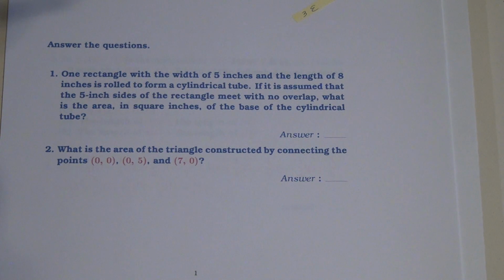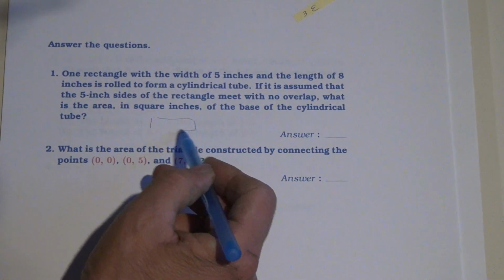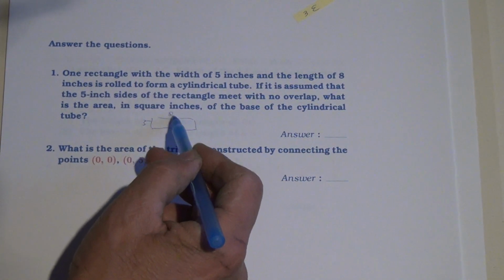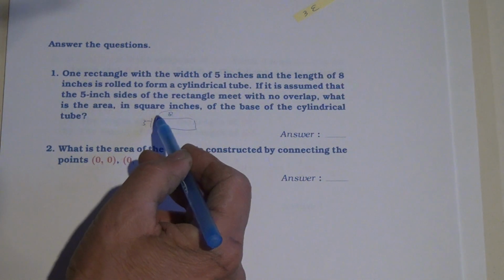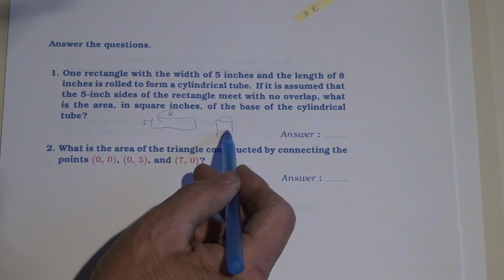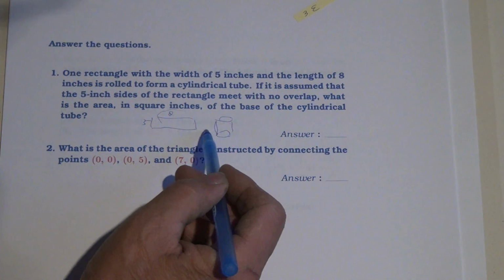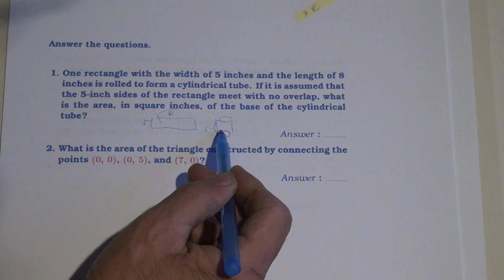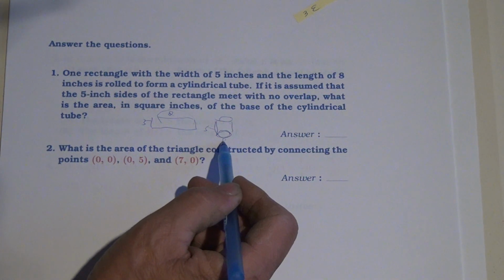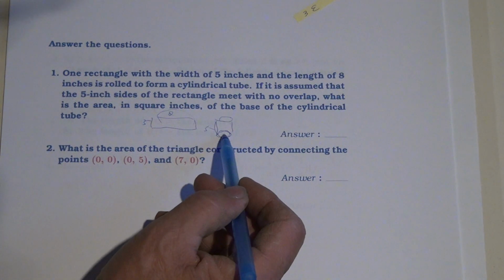Okay, I think you finished, right? Okay, number one, a rectangle with length 5 inch and 8 inch. This one you rolled up here, right, to get a cylindrical tube. Then this side height will be 5, and then circumference will become 8. Now the question is, what is the area of a base?